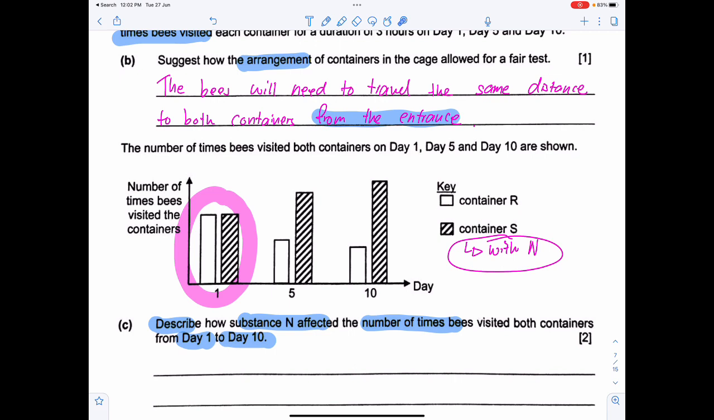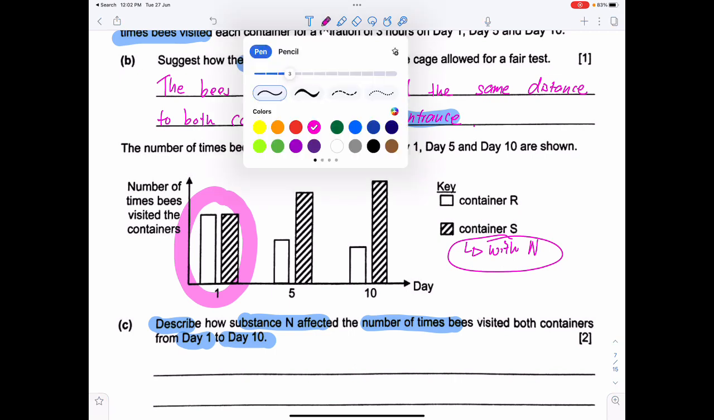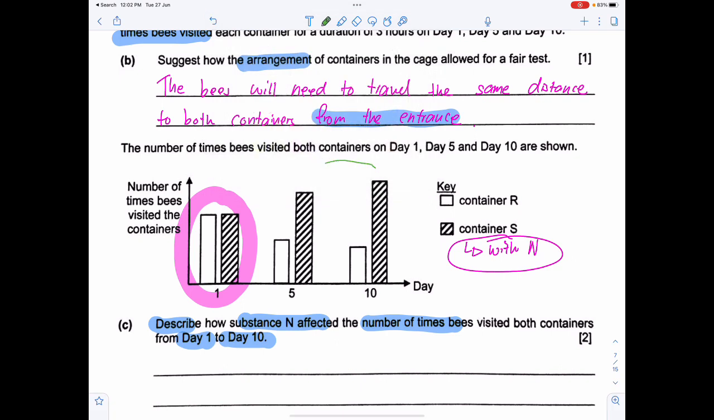And then after that, the second trend that you would see, which I'm going to use green to highlight, is that from day 5 to 10, you realize that the bees seem to have a preference for S. Clearly, because this one is higher than this. Alright, so you have to talk about the two trends. You cannot just say from day 0 to day 10. So the minute you say that, the whole question is wrong, because that is not true.